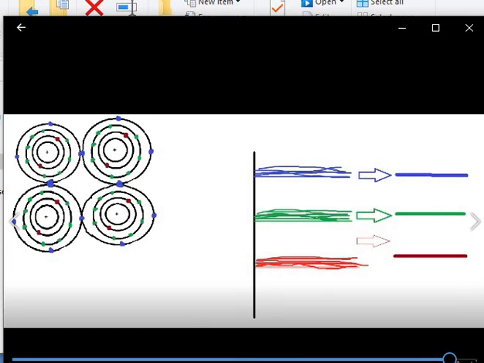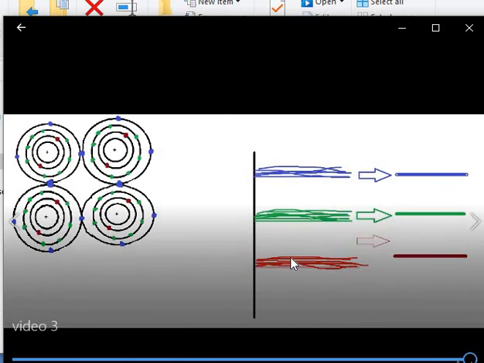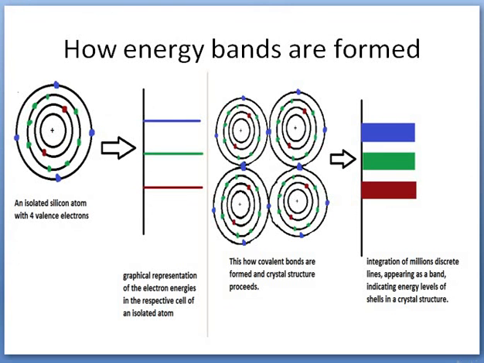When we consider a single atom, simple discrete lines can be drawn, but when we consider the crystal structure, those discrete lines will ultimately be integrated into a band structure, a band diagram. I hope I've helped you in recalling and revising the concept of band diagrams, an isolated atom and its discrete energy levels. When a crystal is formed, they ultimately sum up as a band like this.